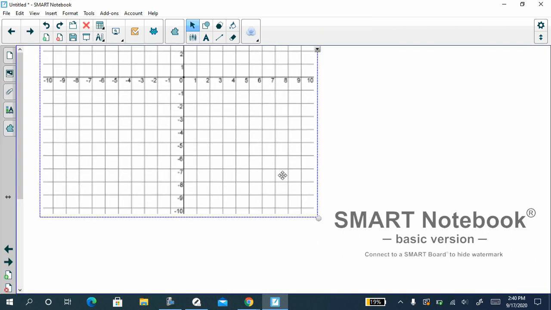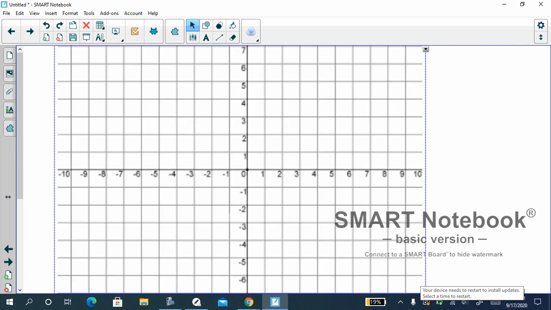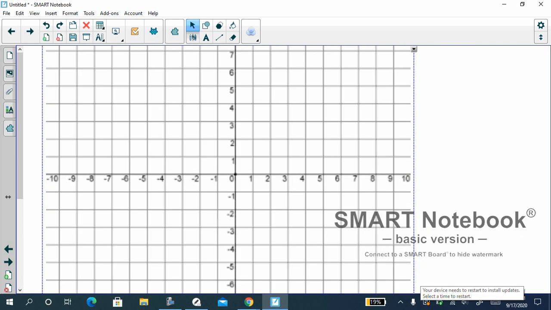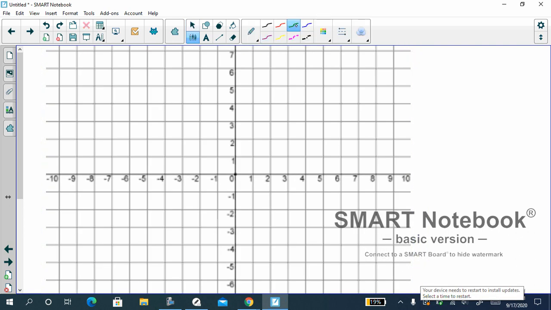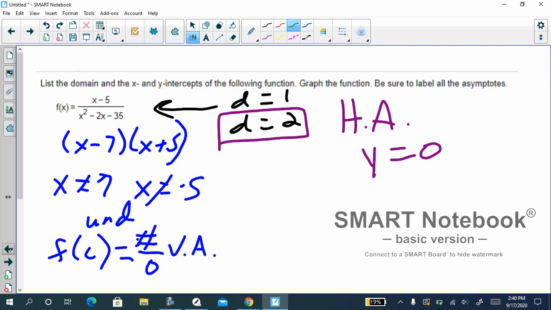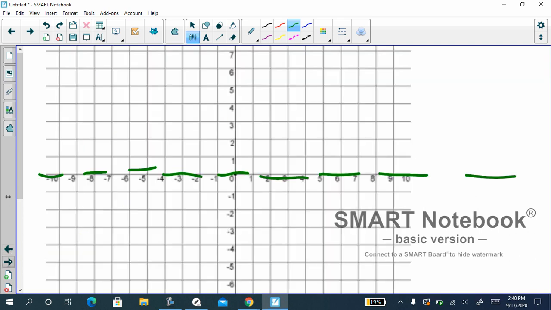Make this a little larger. So y equals 0 is our horizontal asymptote. And then -5 and 7. There's one vertical, and there's one vertical. So we have to check several points on this one.